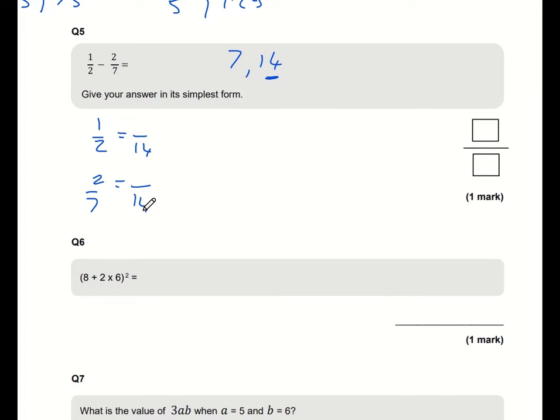So I'm going to turn both of these into equivalent fractions out of 14. To turn a 7 into a 14, I'm doubling it, so I need to double the 2 for an equivalent fraction, so that is 4/14. To turn a 2 into a 14, I'm multiplying by 7, so I need to multiply the top by 7, and 1 times 7 is 7. So the question is now 7/14, take away 4/14, so the answer is simply 3/14.